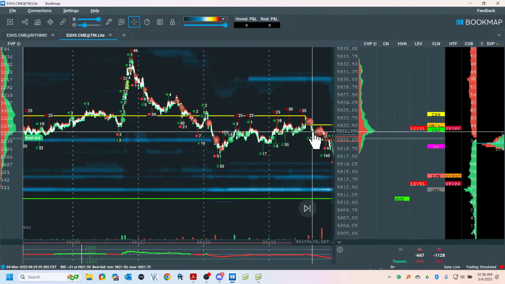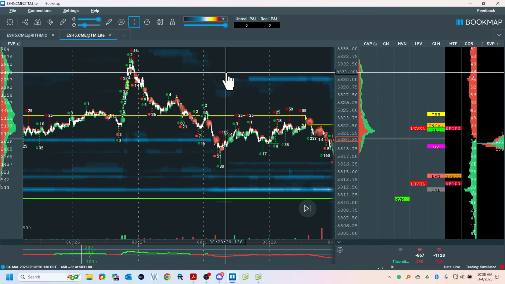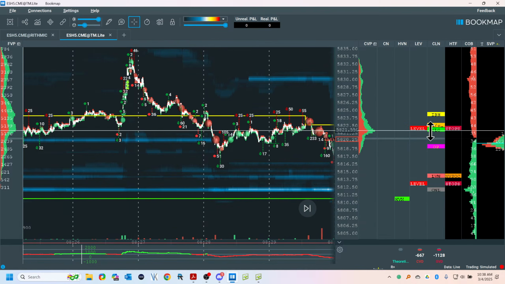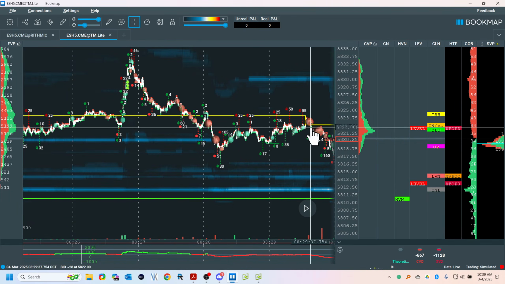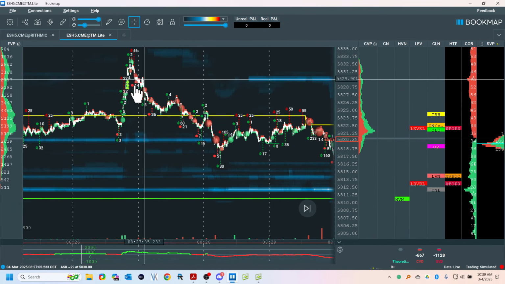Now, this is the RTH Open. This is 8:30 Central Time. I'm going to go over some things. This is yesterday's low, and the ETH volume point of control was located right at the ETH low. What the ETH volume point of control is suggesting is the retail price. Now, there's one other piece here. Now, this is the ETH, and this is right before RTH Open.